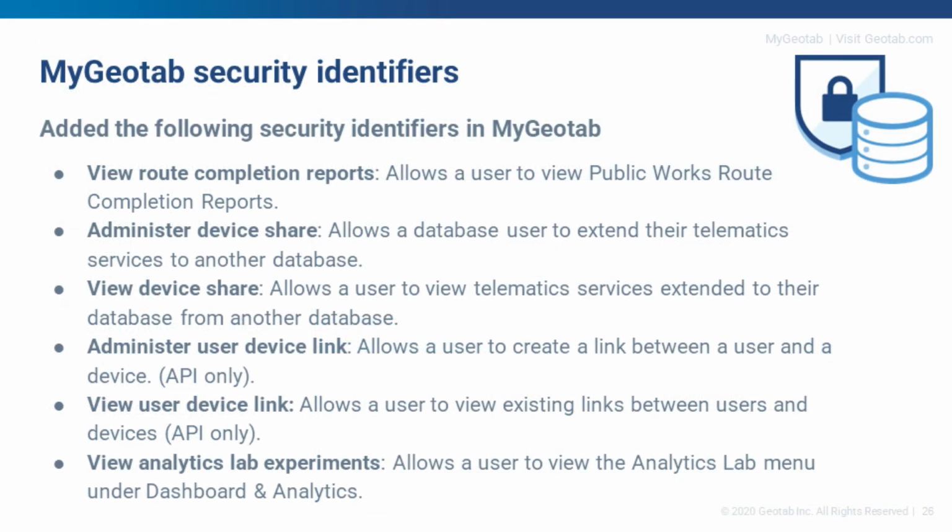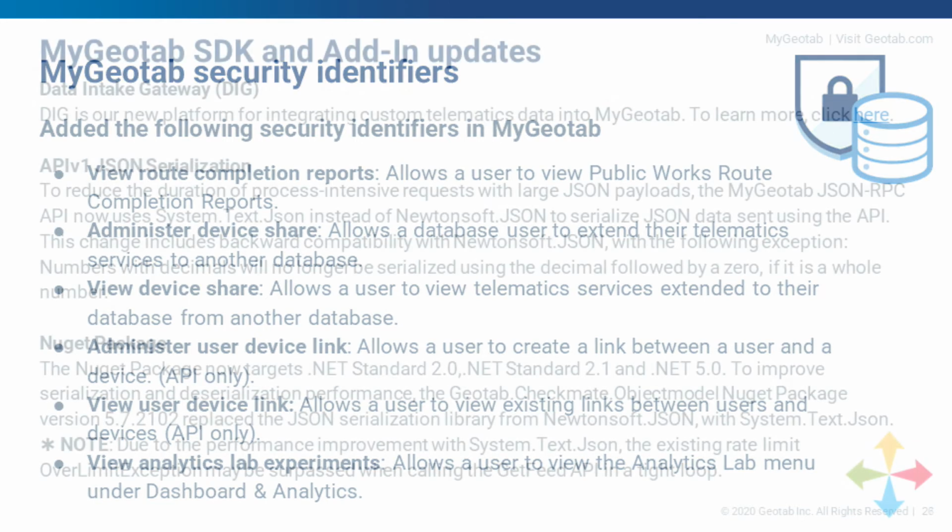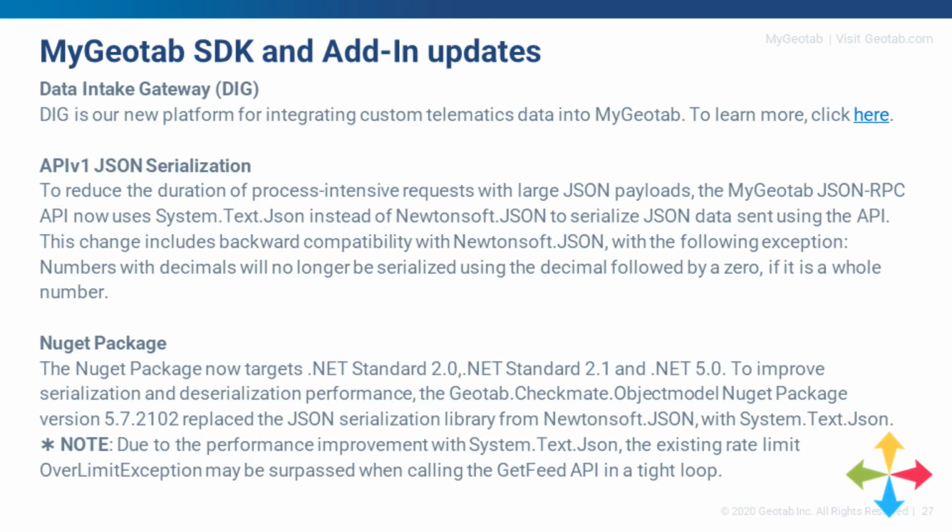We added a number of general improvements, and of course, like I said before, there have been SDK updates as well. To name a few, we have the View Device Share, which allows a user to view telematics services extended to their database from another database. We have the View User Device Link, which will allow a user to view existing links between users and devices, which are only available through API. We have the JSON serialization.